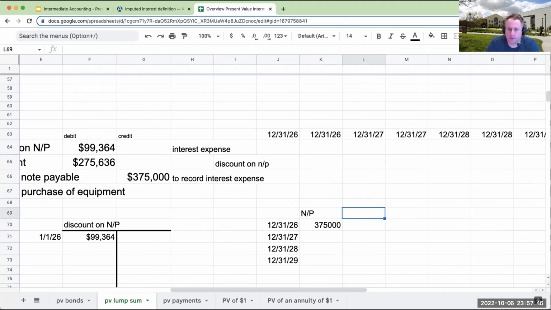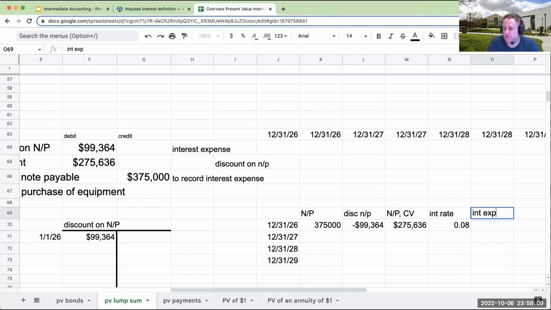So we've got our note payable less our discount on note payable. Discount on notes payable is $99,364. So our note payable carrying value is going to be $275,636. Our interest rate is 8%. So my interest expense, at 275,636, is going to be 22,051. You might be saying, Bennett, this is the exact same thing as what we just did above. The answer is yes, but we're doing it anyway because it's fun.